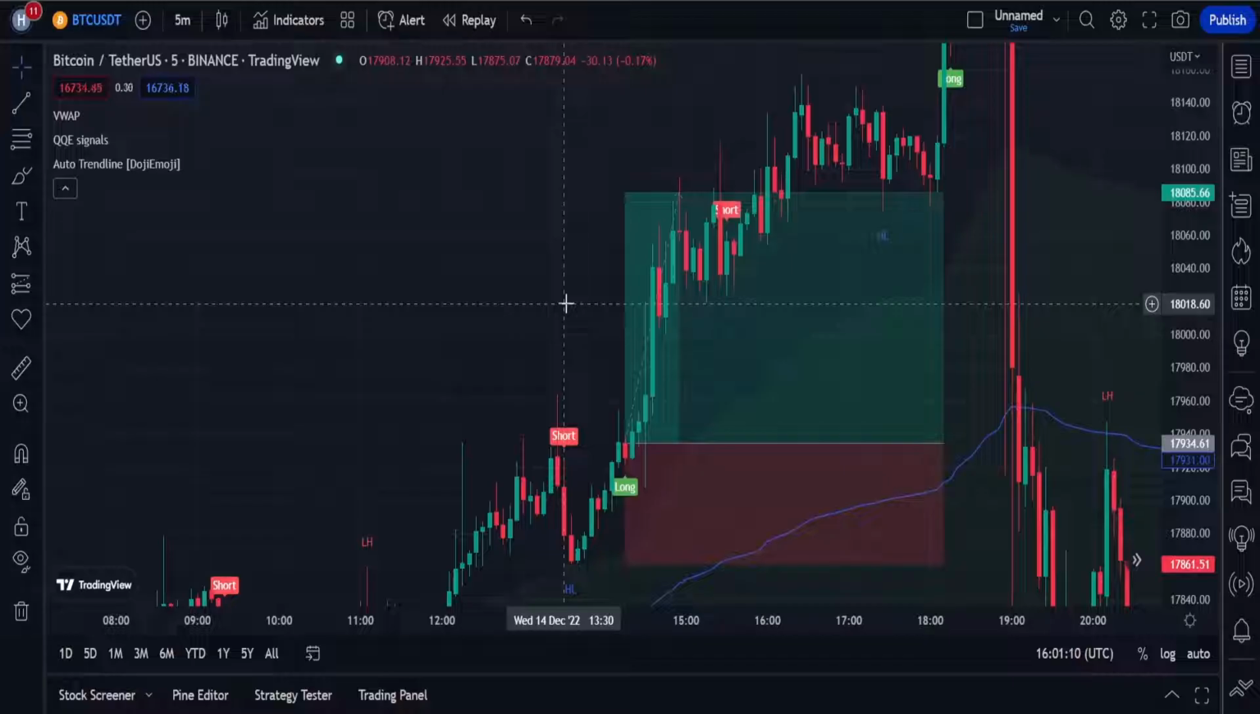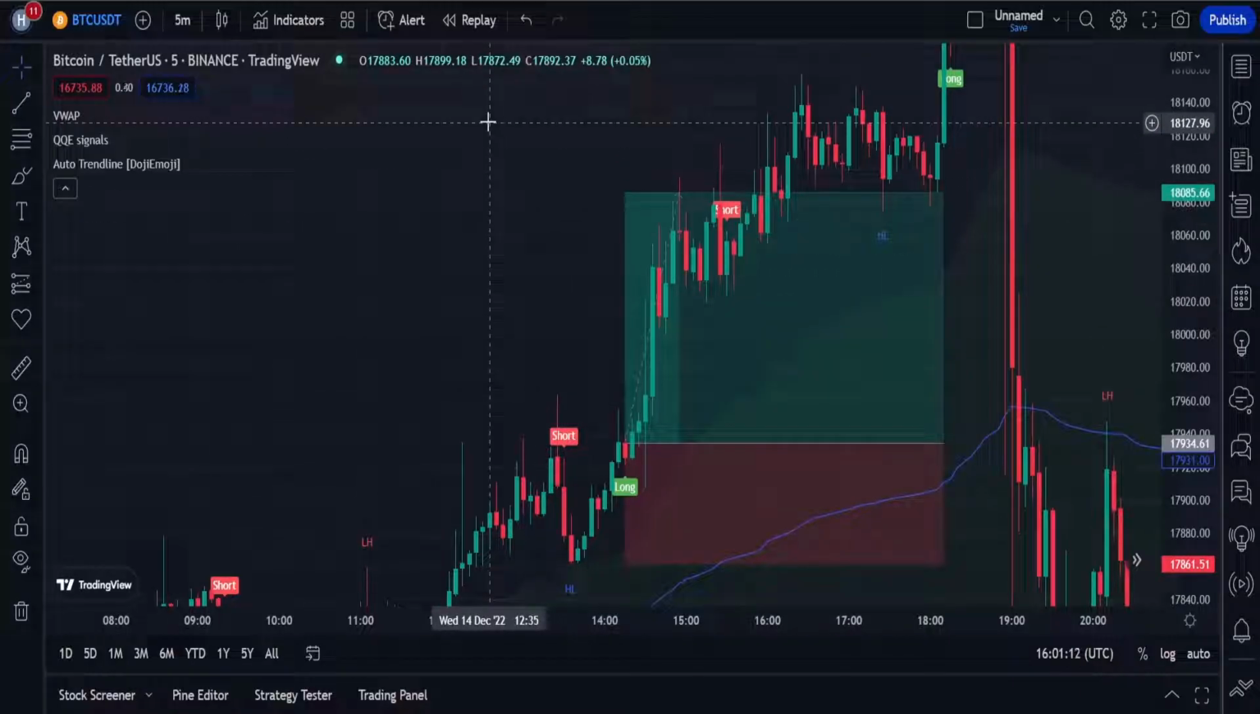Before we go through more examples, let's first go through the rules for entering a sell trade through this strategy.